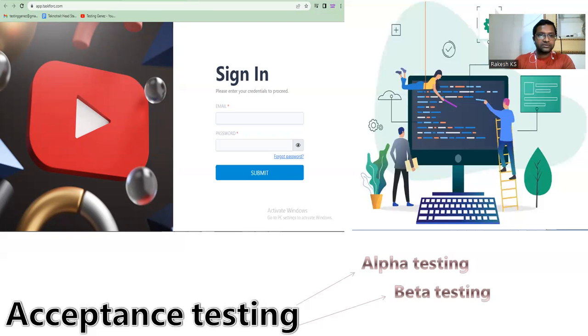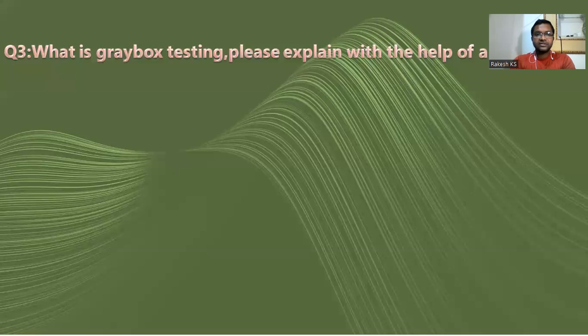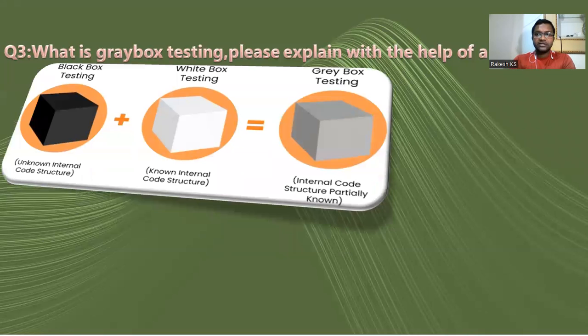Next we shall see the third question: what is Graybox testing? Please explain it with an example. Graybox testing is the combination of black box testing and white box testing. Graybox testing has partial knowledge of the internal structure, where the tester has knowledge of the coding also.